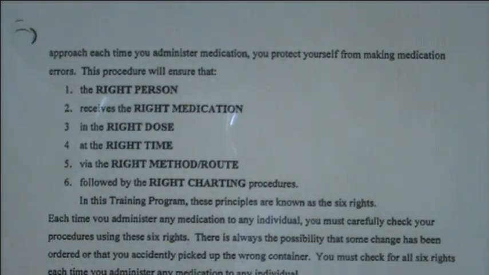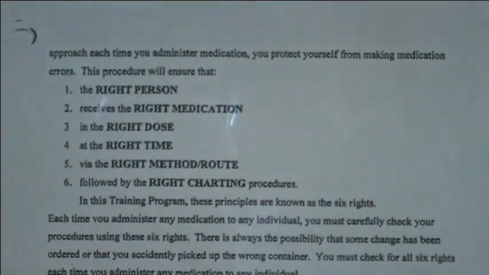You can also look on their name band, on their wrist. They should be wearing a name band. Some facilities will have the picture of the resident in the corner of the MAR. Some facilities that use the electronic MAR, like a laptop, they have a picture of the resident on there.